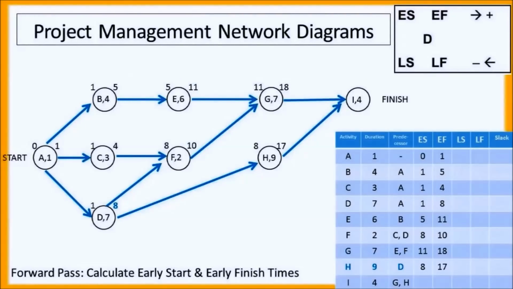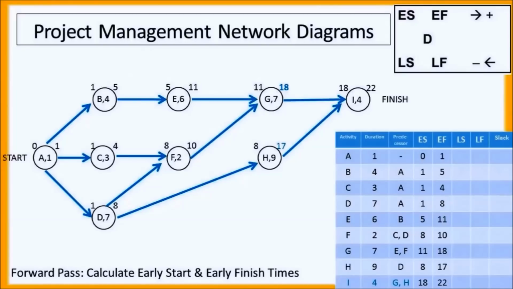Now task H. Activity H only has one predecessor, so that's the only one we need to worry about. That's task D. Task D finishes at time equals 8, so task H can begin at time 8, and then 8 plus 9 is 17, so the earliest that task H can be completed is at time 17.